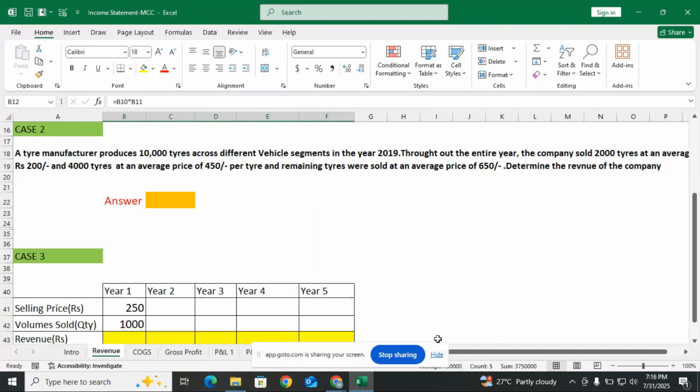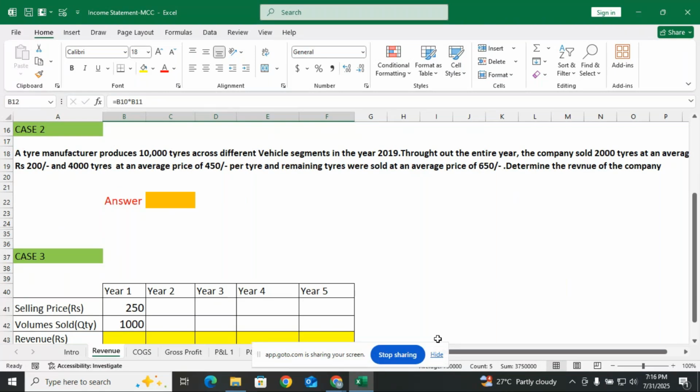And the remaining tires, so out of 10,000, 2,000 plus 4,000, so totally 6,000 tires were sold. So what is the remaining tires? 4,000 tires. These were sold at an average price of 650. Determine the total revenue of the company.